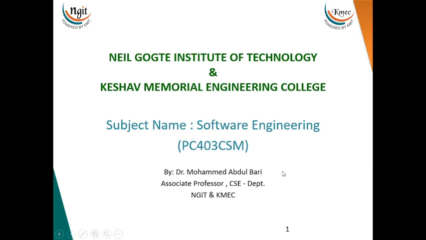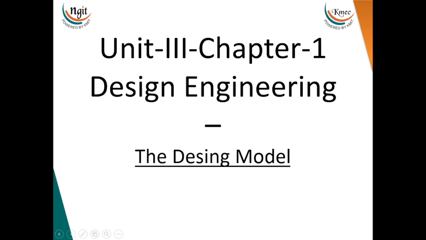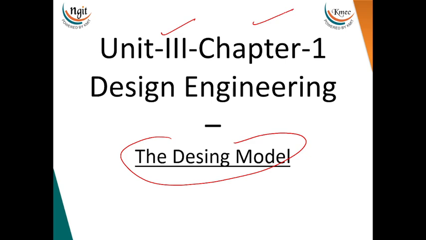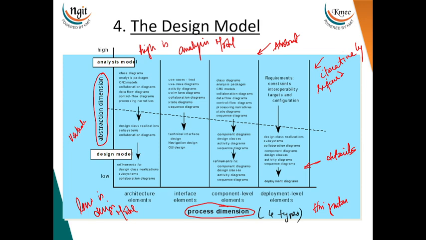In today's class or video, we are going to see something about the design model, which is a part of Unit 3, Chapter 1, Design Engineering. We are going to see design models. The design model diagram is shown, the figure has been shown. On a horizontal line, we see the process dimension. On a vertical line, we see the abstract dimension. And we have seen the analyze model, and this is the design model, in the 3.2 video.